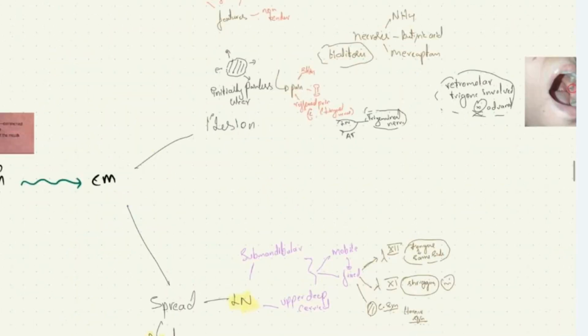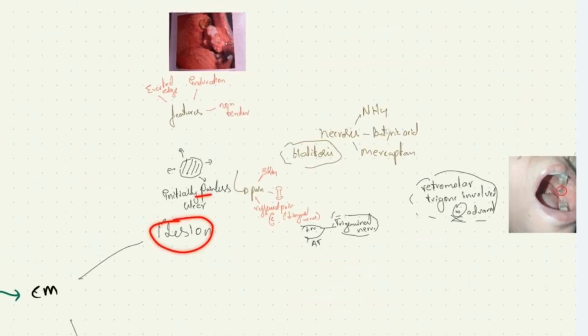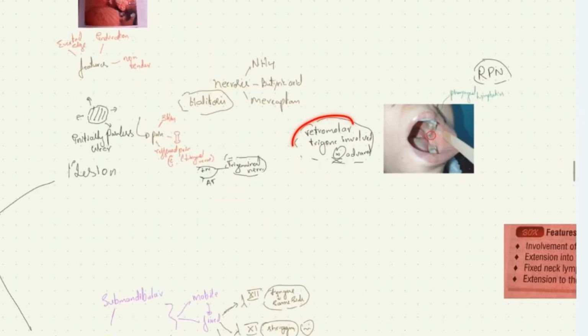The clinical manifestations due to the primary lesion: we have a painless ulcer, which is gradually increasing in size. The ulcer has an everted edge, indurated base, and is non-tender. If the patient has pain, it means that the carcinoma has involved skin and extended to the mandible. If there is referred pain, it means there is involvement of the lingual nerve. The patient may have halitosis due to necrosis of the tumor. If the disease has involved the retromolar trigone, it suggests advanced disease.